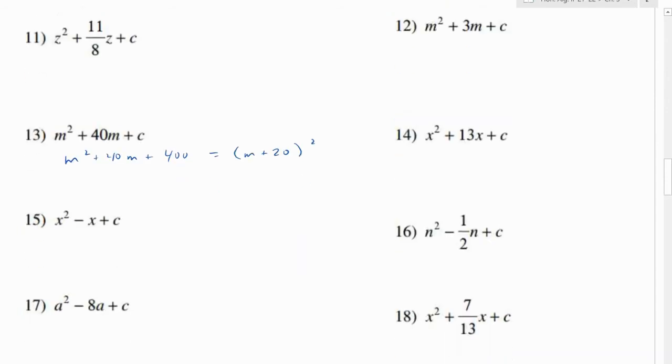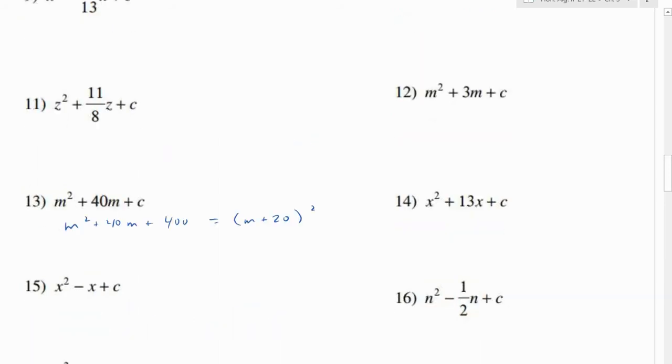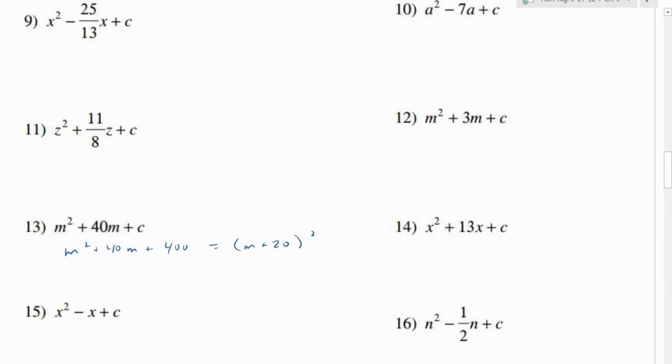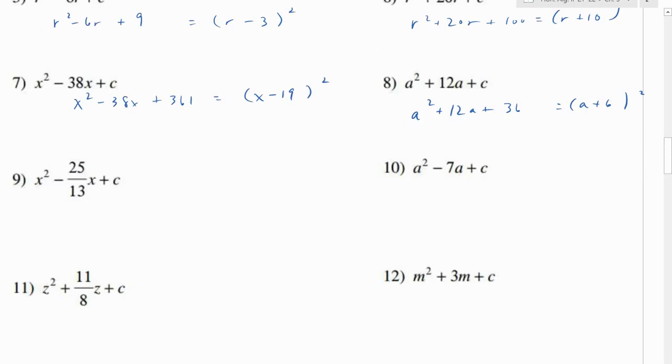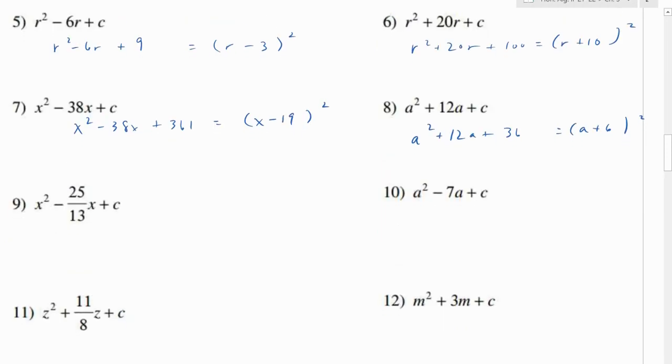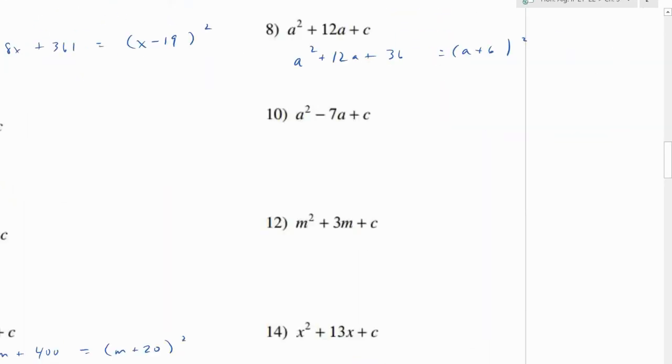Are there any more? I have just an 8. Here we go. a squared minus 8a plus what makes a perfect square? Half that's negative 4. Square it, 16. That's an a minus 4. All right. So what they're doing, all the ones that had an even coefficient in front of the linear term. All right, so we got all the first ones. Let's do the odd ones next.